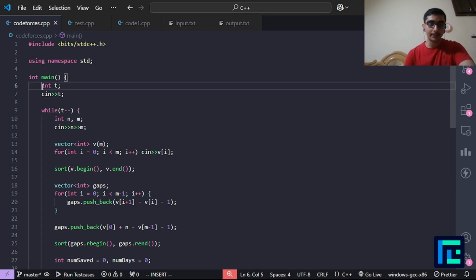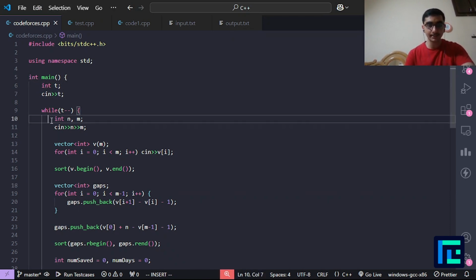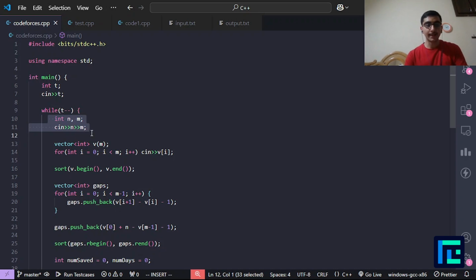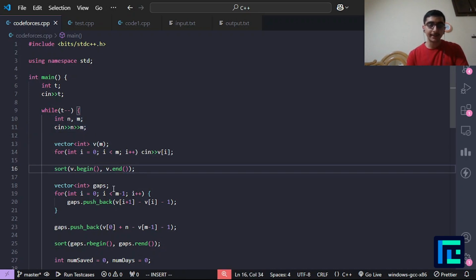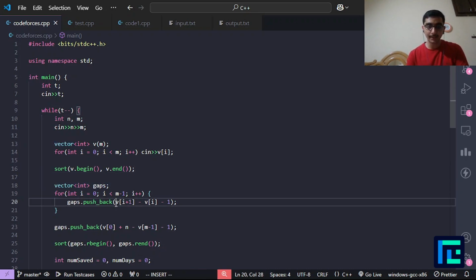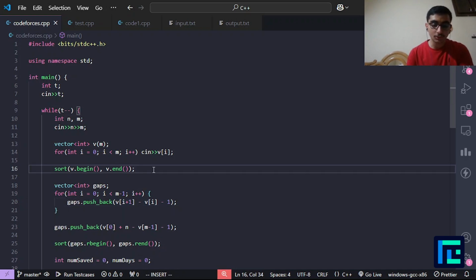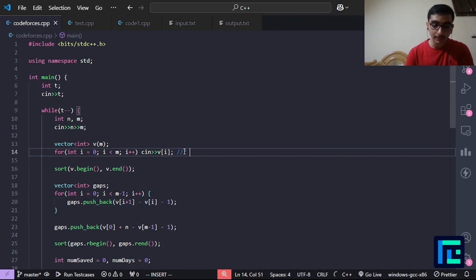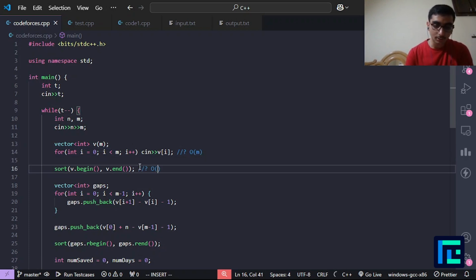So I take the input for the number of test cases, then for each test case I take in input for n and m, then I take input for the m houses, sort those houses as I said earlier, then calculate the gaps between these houses. That is, after sorting them, as I said, b of 2 minus b of 1 minus 1 similarly. So that's what I do here. So taking input takes O of m time, sorting them takes O of m log m time.